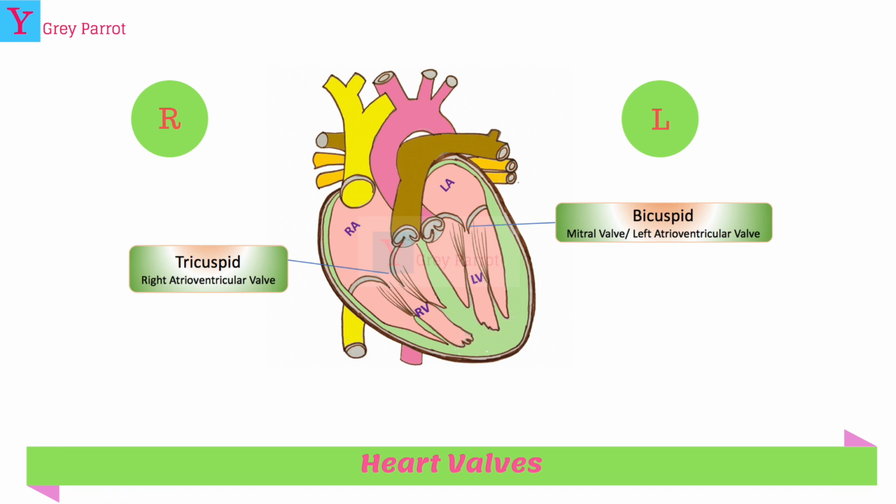Now let's look at the heart valves. Over here you can see the tricuspid and bicuspid. The tricuspid is between the right atrium and the right ventricle, and the bicuspid is in the middle of the left atrium and the left ventricle. The tricuspid also has another name, the right atrioventricular valve, and the bicuspid is also known as the mitral valve and the left atrioventricular valve.